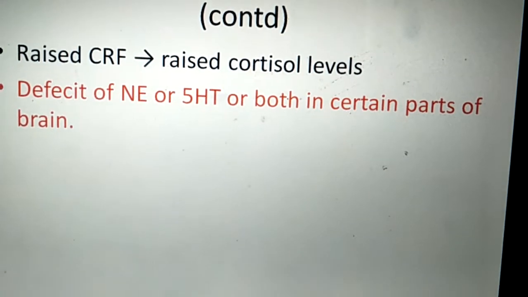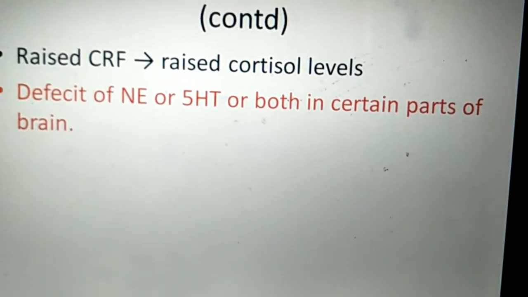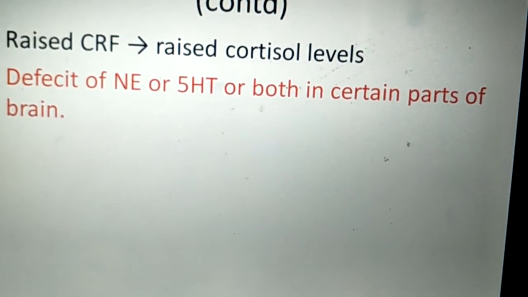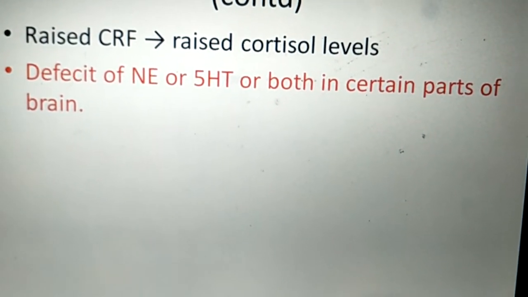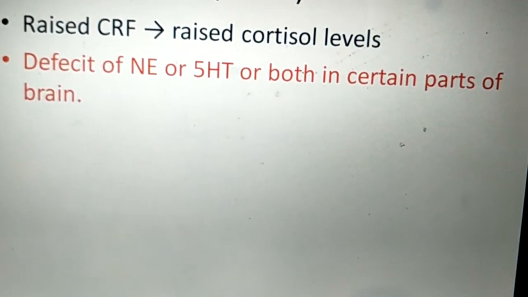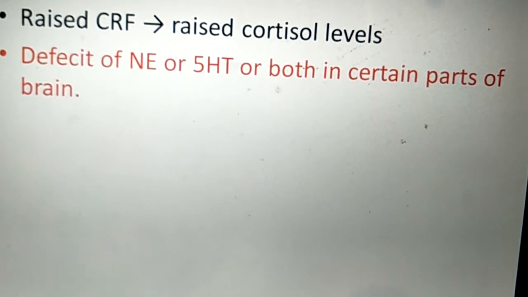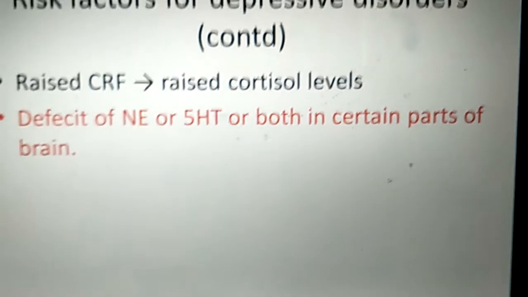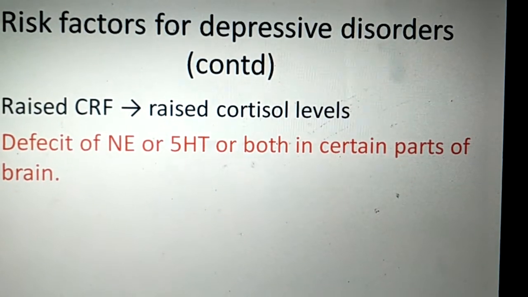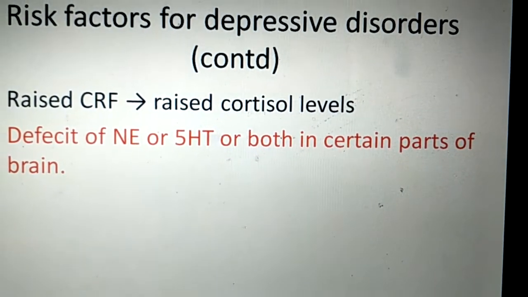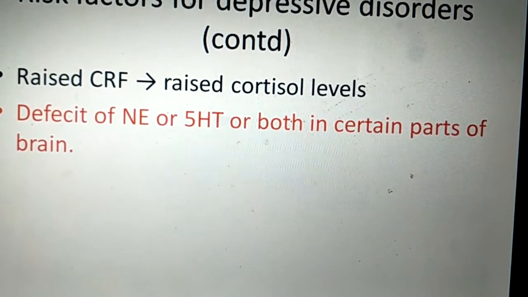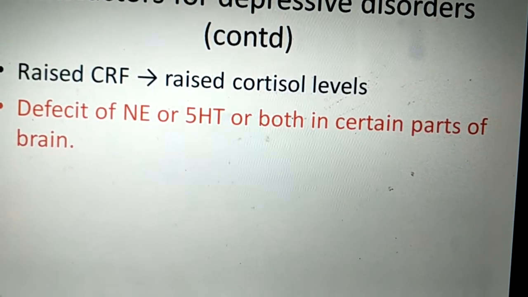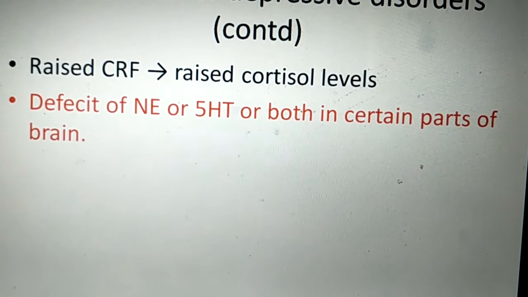Now this is the most important theory, which we use in developing the drugs. Deficit of amines, norepinephrine or 5-HT or both, in some parts of the brain is responsible for causation of depressive symptoms. So we will try to use the drugs that raise the levels of norepinephrine or 5-HT in the synapse.